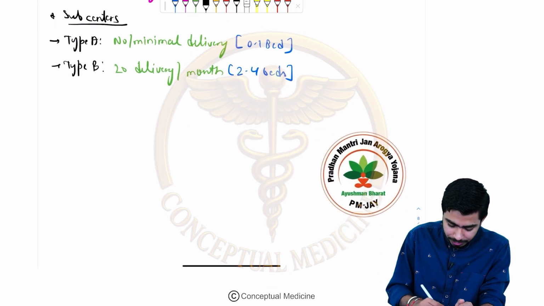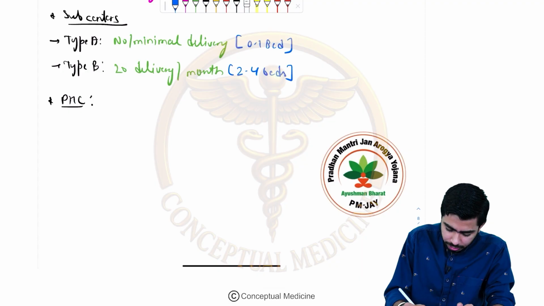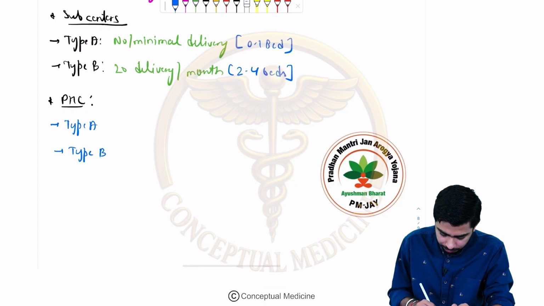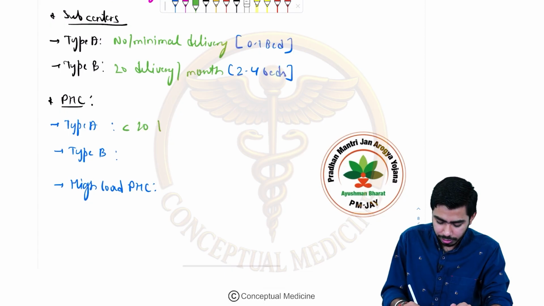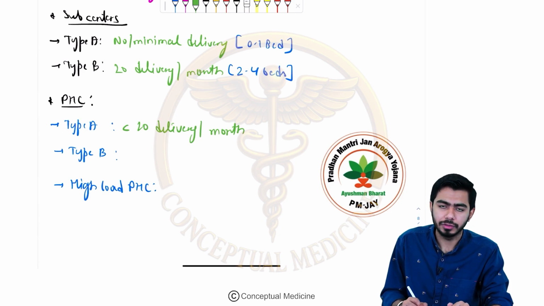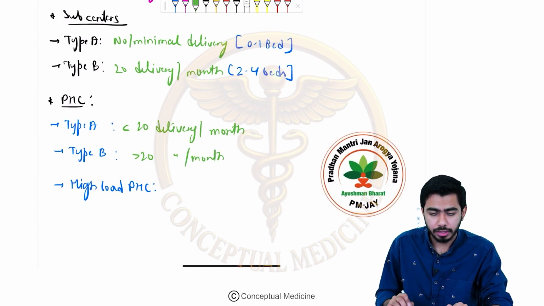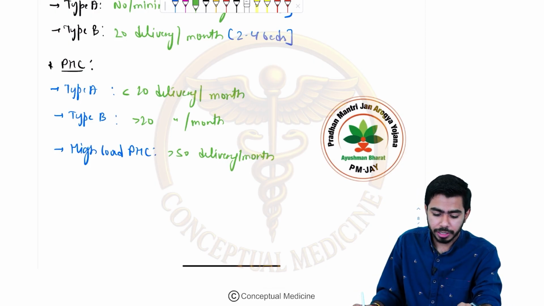Now, if we talk about the PHCs, guys, here we might be having type A PHC, then type B PHC, and then high load PHC, where the number of people is more, right? At the level of type A PHC, it could be less than 20 deliveries per month. In the type B PHC, there could be more than 20 deliveries per month. And at the level of high load PHC, there could be more than 50 deliveries per month, right? So there could be these criteria.